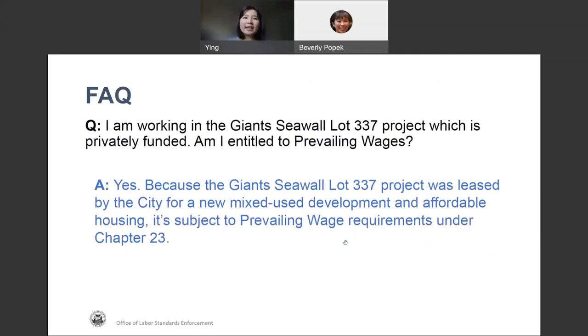The next question is, I'm working in the Giants Seawall Lot 337, which is privately funded. Am I entitled to prevailing wages? The answer is yes, because the Giants Seawall Lot 337 project was leased by the city for a new mixed-use development and affordable housing project. It's going to be subject to prevailing wage requirements under Chapter 23. Next.